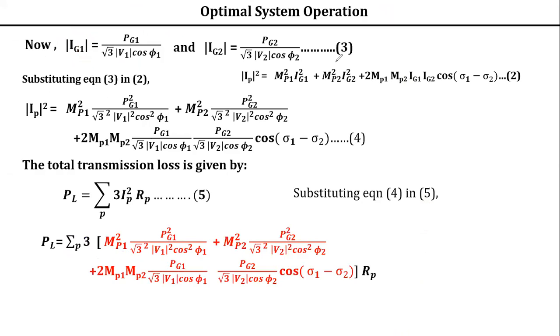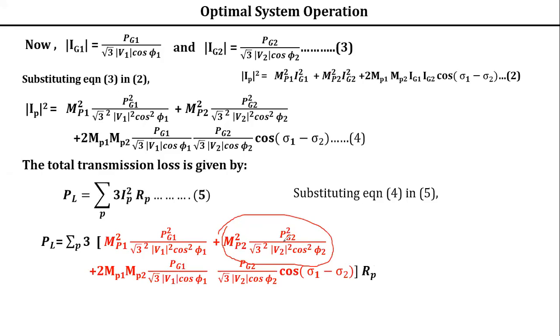Second term I'm going to consider. What is the second term? This is the second term: mp2 square pg2 square by this one. So this is the second term, into 3 within the summation, into rp. So that means 3 is there. Root 3 square means again 3. 3 gets cancelled in the second term.